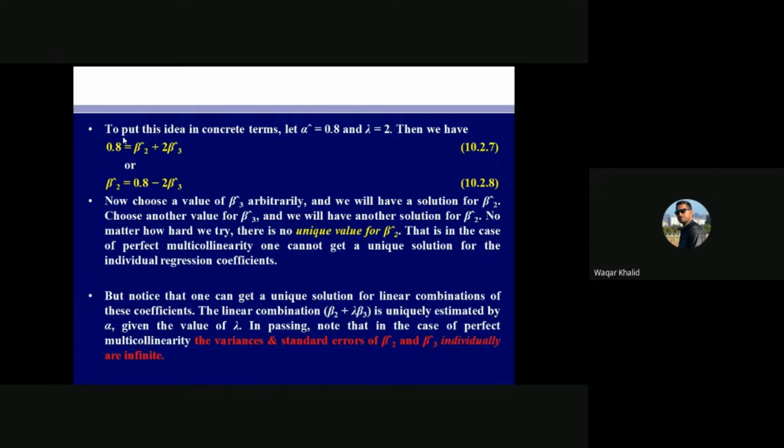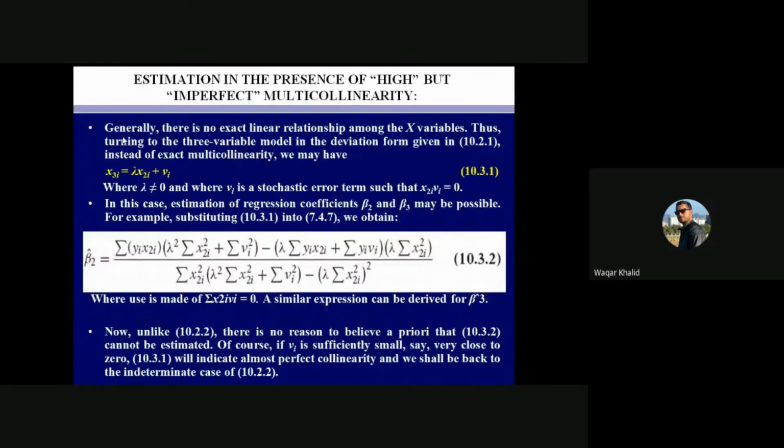Now if you want to know the variance of beta 2, or the standard error of beta 2, you will get an infinite number. In the case of perfect multicollinearity, you cannot determine beta 2. But where we have a stochastic error term, estimation of the regression coefficients beta 2 and beta 3 may be possible if you do not have a perfect linear relationship.